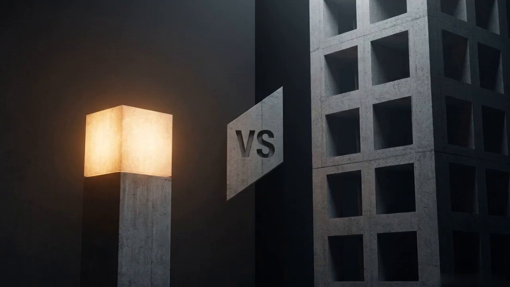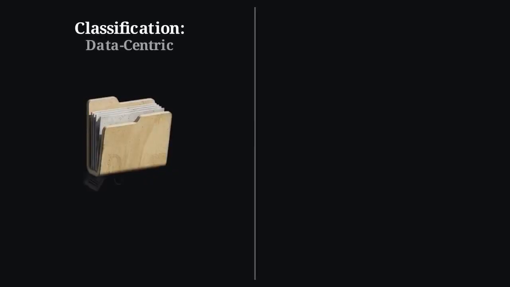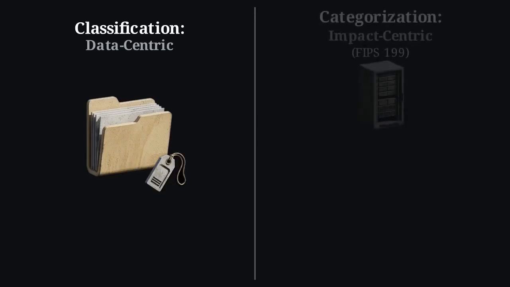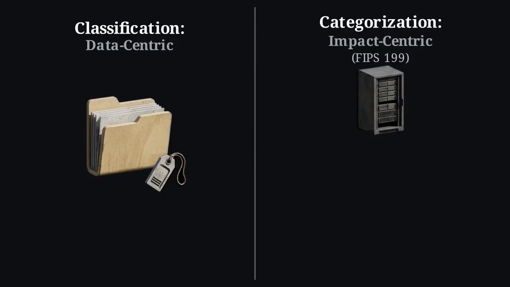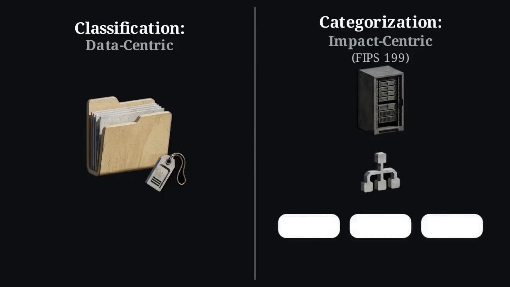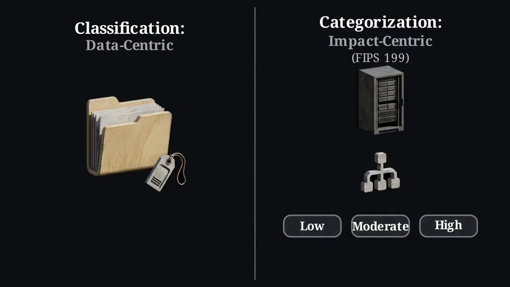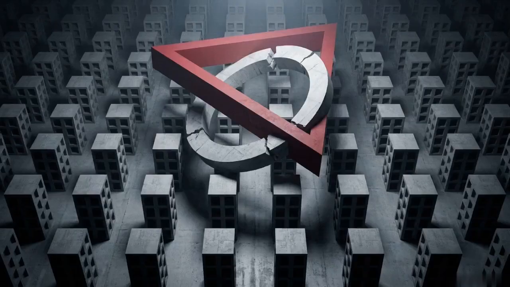classification and categorization. This logic diagram visualizes the difference. Classification applies directly to the data. It is the label placed on a specific file based on its sensitivity. Categorization applies to the environment. Under FIPS 199, you categorize an entire system by the impact its compromise would cause, rating it low, moderate, or high. If an architect treats a system impact rating as a file sensitivity label, they will miscalibrate the technical controls for the entire environment. Labels need people to enforce them.